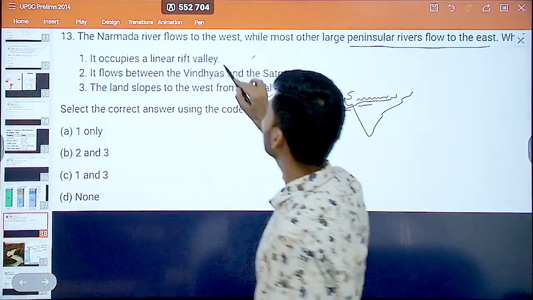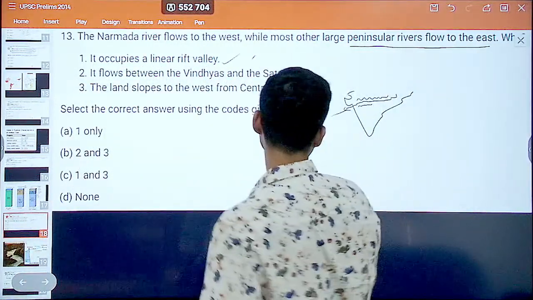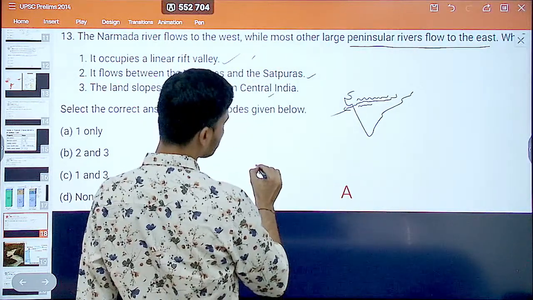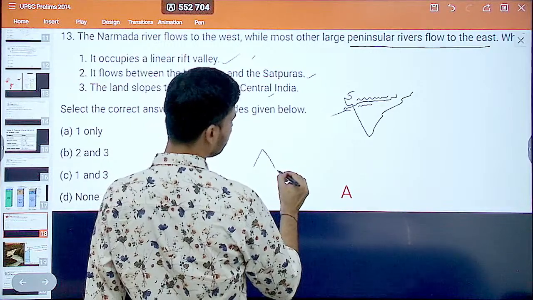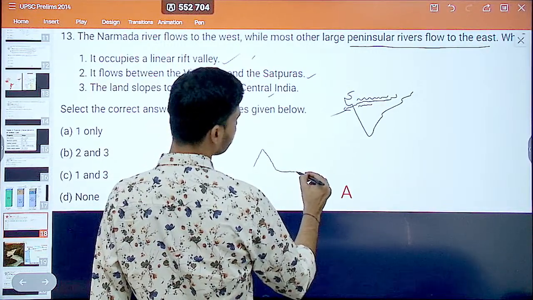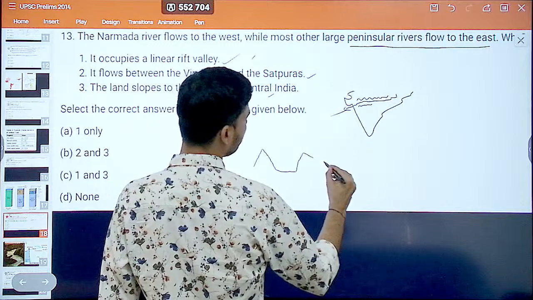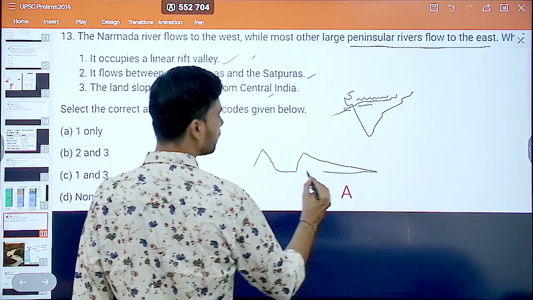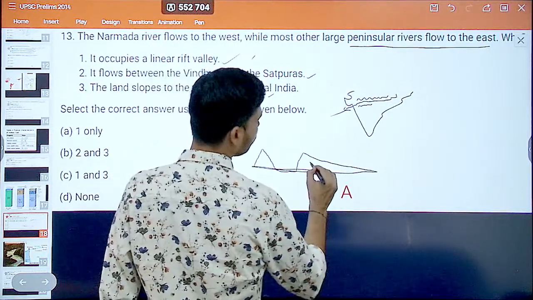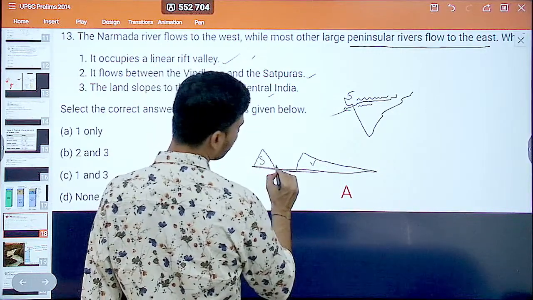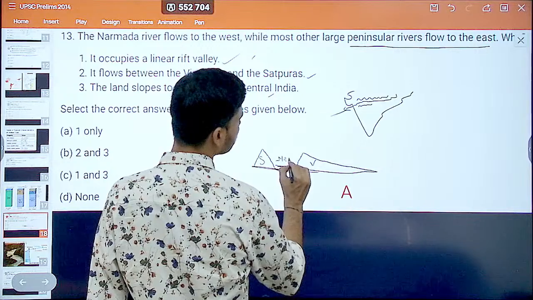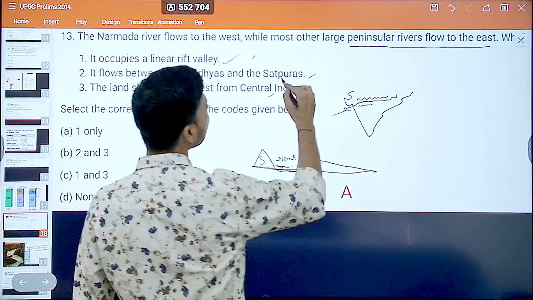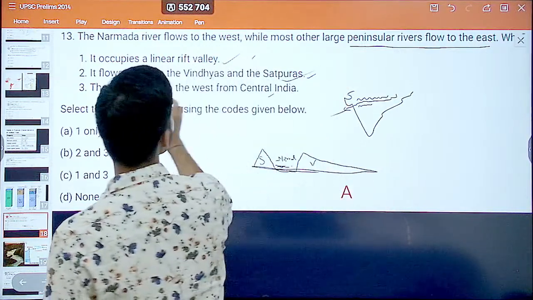That is a correct option, because what it means, if you try to draw it cross sectionally, from the southern side you have the Satpura mountain, then you have a rift valley here, and then on the northern side you have another mountain, that is the Vindhya mountains or Vindhya hills we can say. So here we have Vindhya, here we have Satpura, and through this linear rift valley river Narmada flows. That obviously is correct.